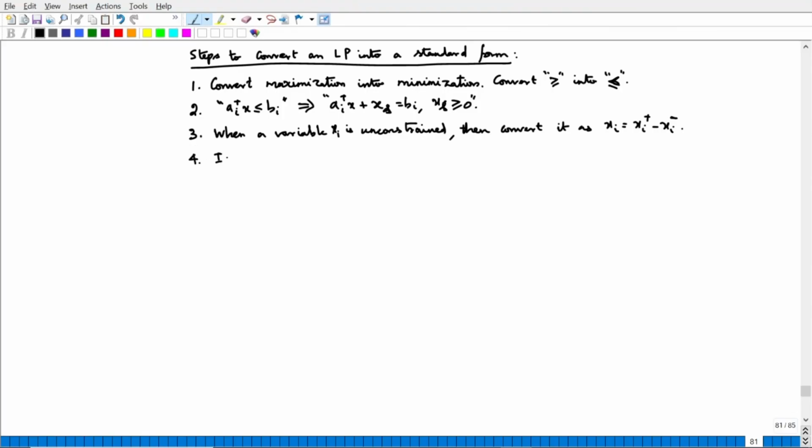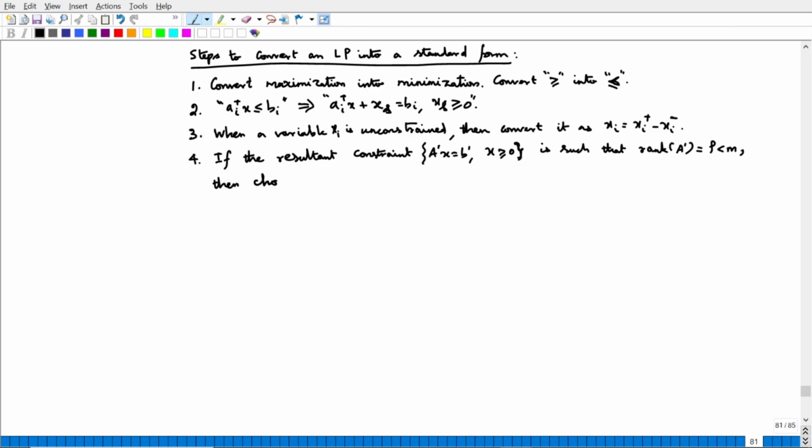So if the resultant constraint A dash x equal to B dash, x greater than or equal to 0 is such that rank of A dash equal to rho less than m, then choose rho linearly independent rows from A dash and let that be the resultant set of constraints.